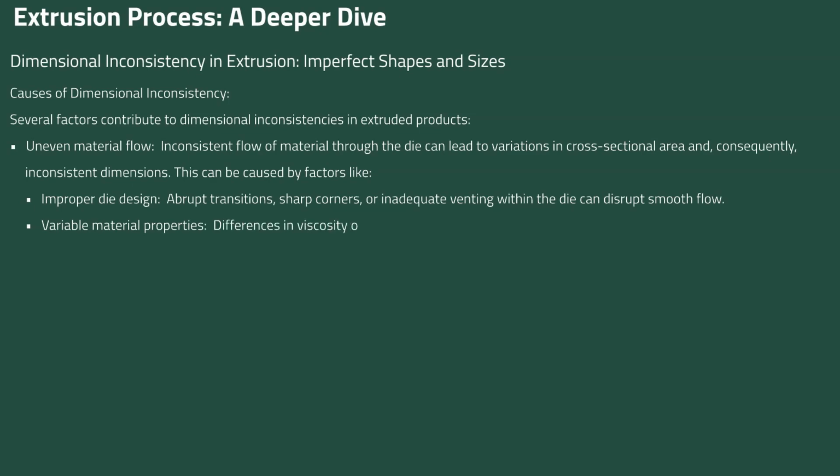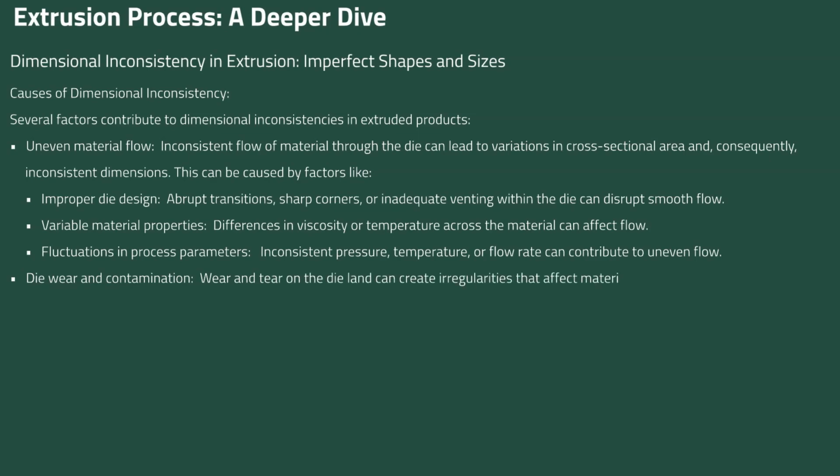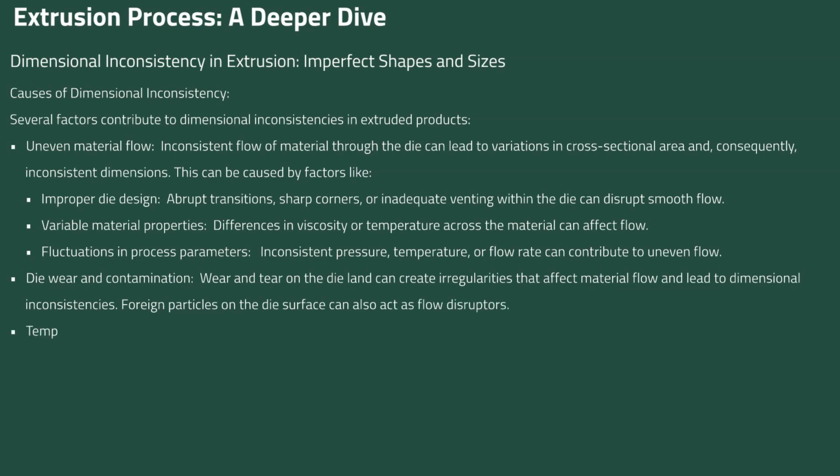Variable material properties: differences in viscosity or temperature across the material can affect flow. Fluctuations in process parameters: inconsistent pressure, temperature, or flow rate can contribute to uneven flow. Die wear and contamination: wear and tear on the die land can create irregularities that affect material flow and lead to dimensional inconsistencies. Foreign particles on the die surface can also act as flow disruptors.